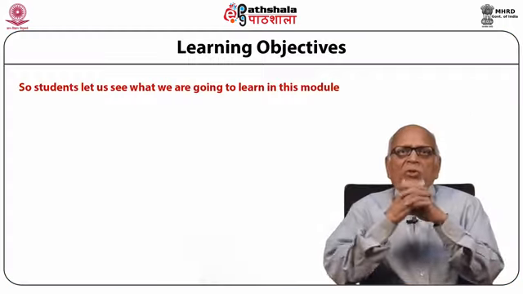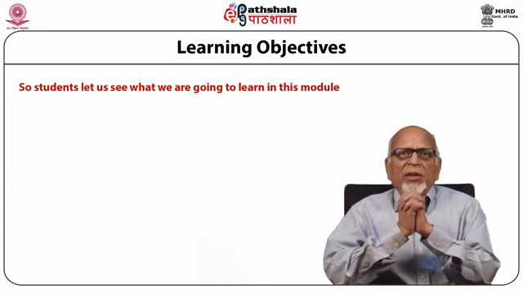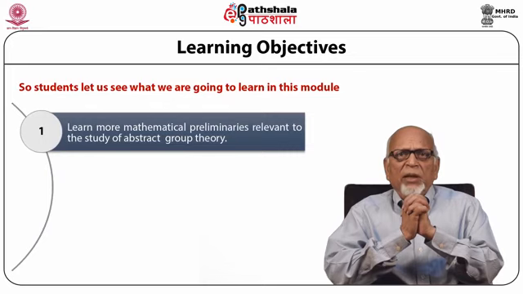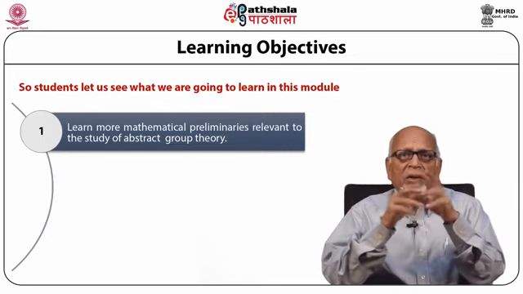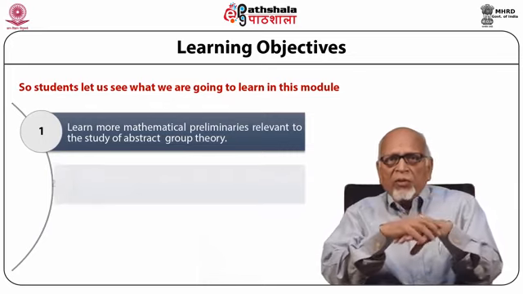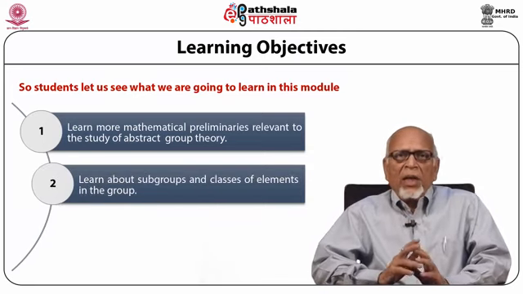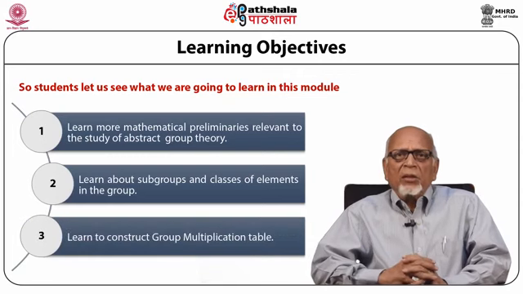Today we are going to discuss a module, subgroups, classes and cosets, under the paper Mathematical Physics. Let us see what we are going to learn in this module. We will learn more mathematical preliminaries relevant to the study of abstract group theory. We will learn about subgroups and classes of elements in the group, and then we will learn to construct the group multiplication table. First, we will discuss the subgroups.